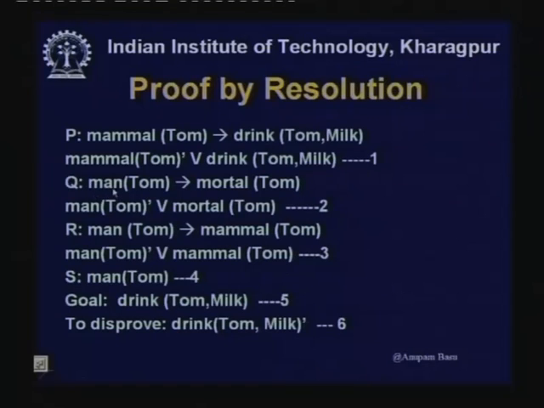And Q, man Tom implies mortal Tom. When I convert that into clausal form, that becomes not man Tom or mortal Tom. Similarly, the third one, man Tom implies mammal Tom, says that man Tom prime, not man Tom or mammal Tom. In this way, I convert each of them into clausal form. Note that this last one, Tom is a man, man Tom, is itself in a clausal form. So, I need not do anything with it.